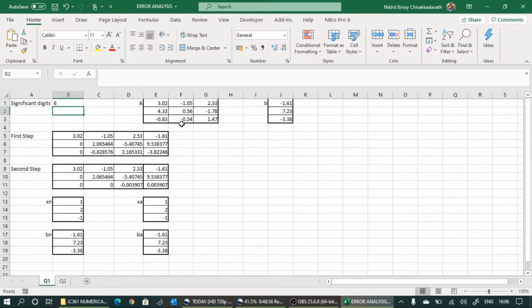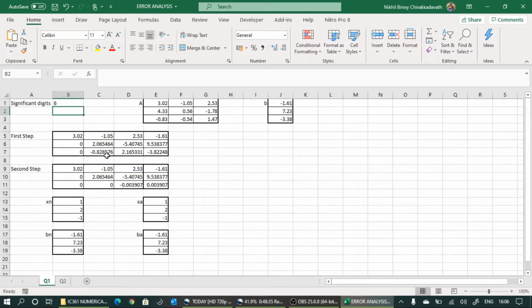Okay, so the number of significant digits that we can use depends upon the computing device. Please note, if you have a very strong computing device, it is better to use a large number of significant digits, like 6. If you are using 3, definitely error will be there, because of round off.